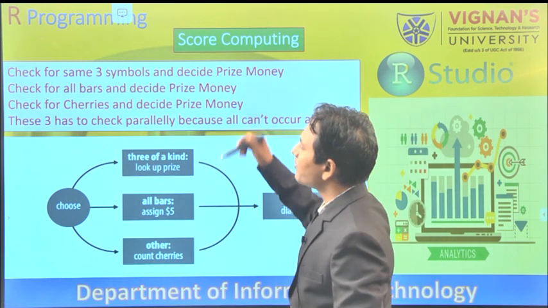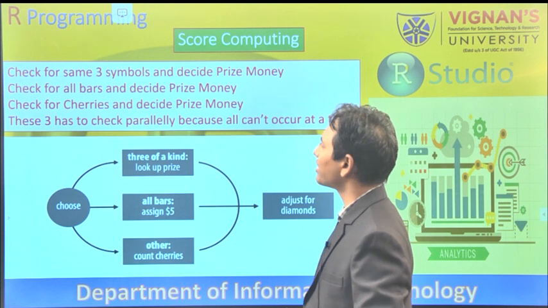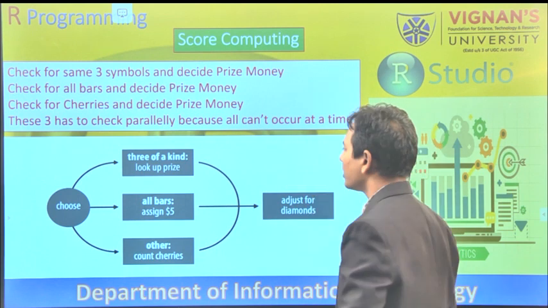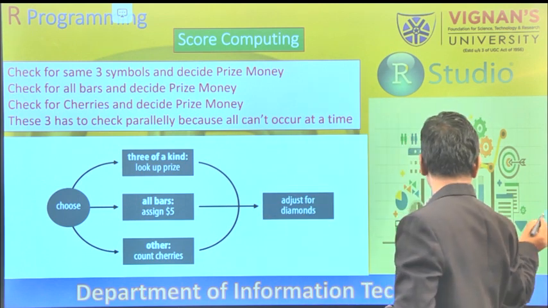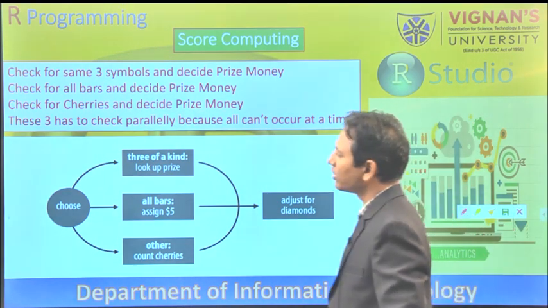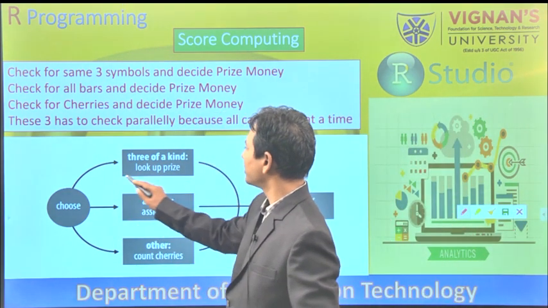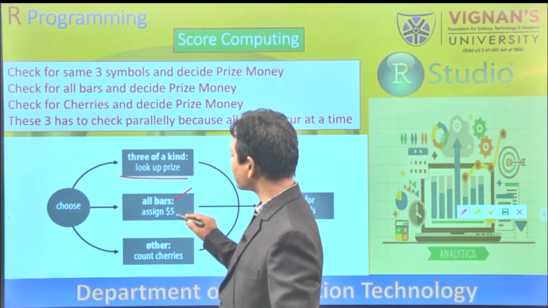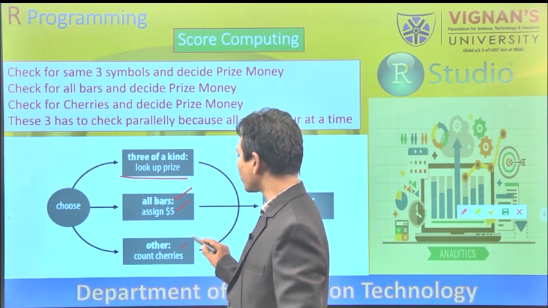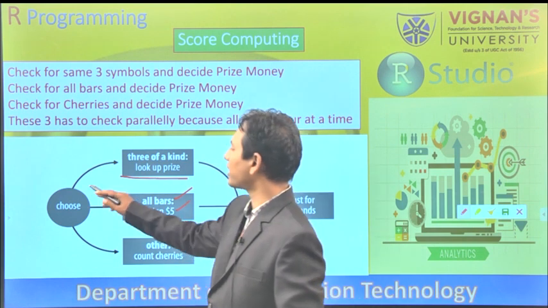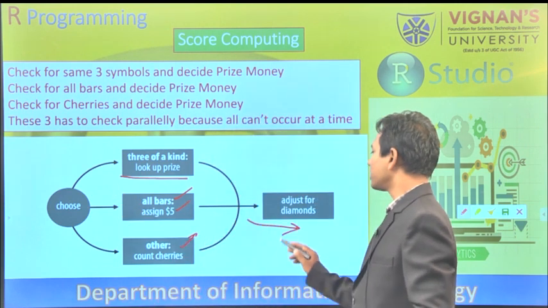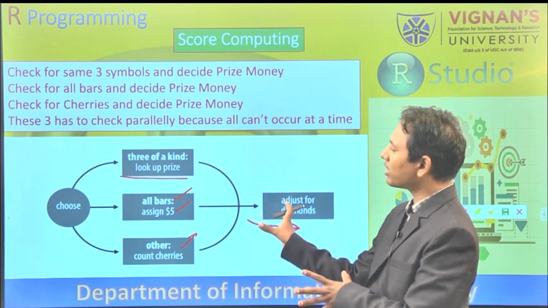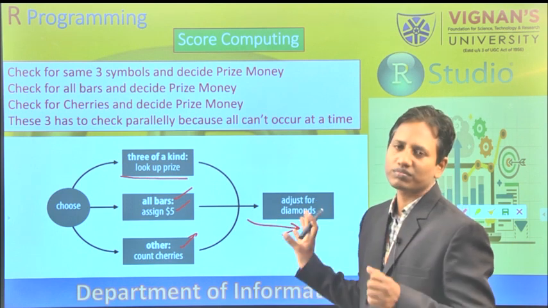So the steps we have written: check for the same 3 symbols and decide the prize money, check for all bars and decide the prize money, cherries, and has to check parallelly. So that is shown in this diagram. So here steps: check for the same kind of symbols, and if all bars are there, $5 assigned, otherwise you count the cherries. Parallel case. And finally go for the check for the count of diamonds and adjust the money. So this is how in a diagrammatic manner we try to understand what are the steps we have to perform.